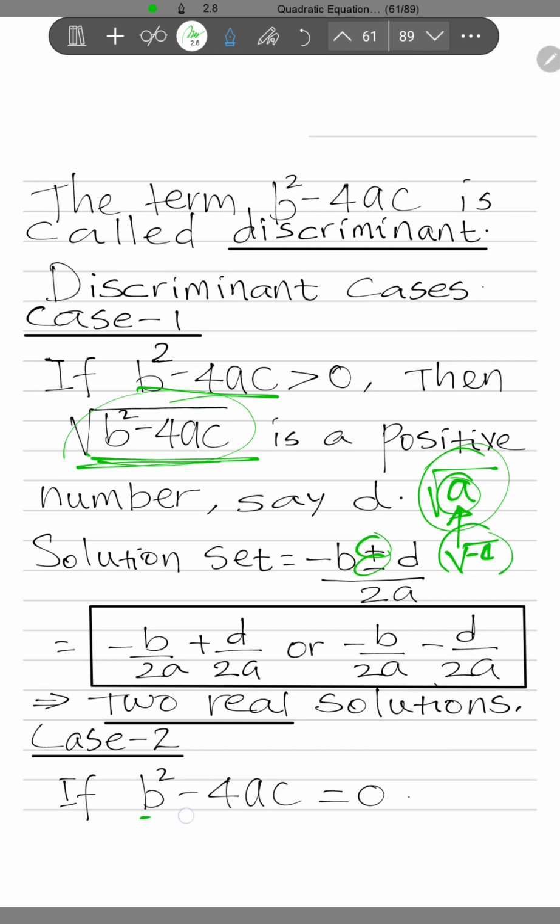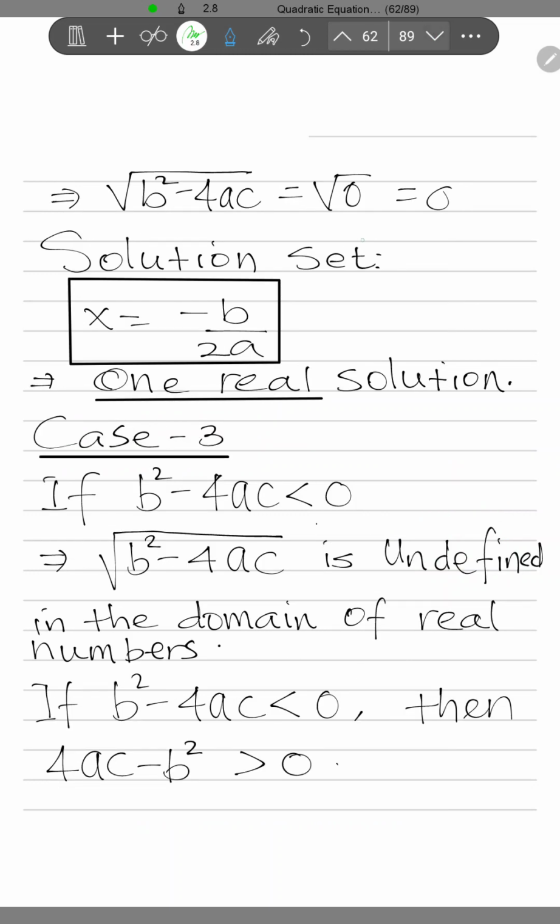The other one, if b squared minus 4ac is equal to 0, so the solution set is going to be minus b over 2a. It is only one solution, which is a real number, and the value is minus b over 2a. The third condition is when b squared minus 4ac is less than 0, then it's undefined in the domain of real numbers. We can still have a solution set of complex numbers in this case, no problem.